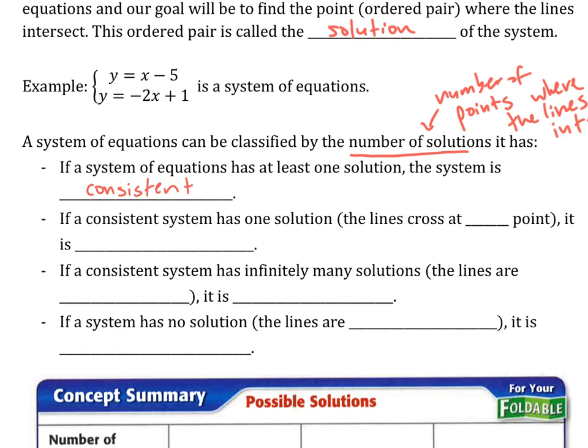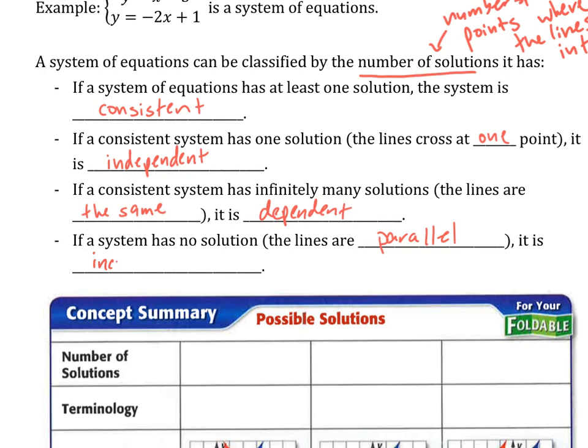And if a consistent system has one solution, so the lines cross at one point exactly, it is also called independent. But if a consistent system has infinitely many solutions, and the only time that that would happen is if the lines are the same line, then we call that dependent. Okay, and if a system has no solution, that means that the lines are going to be parallel, they never cross, then we call that system inconsistent.